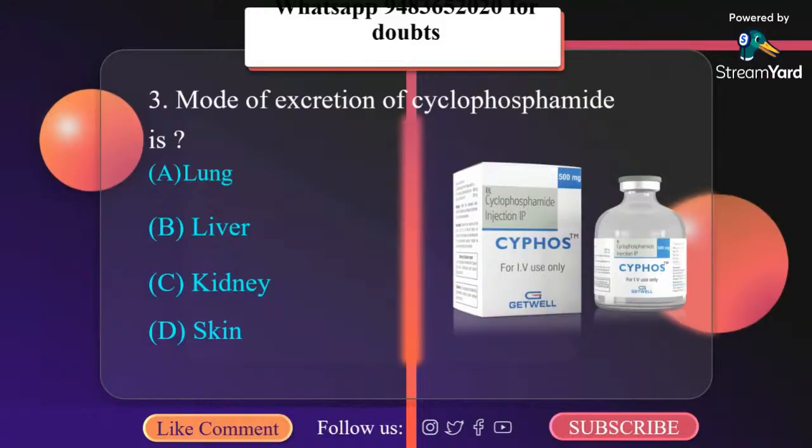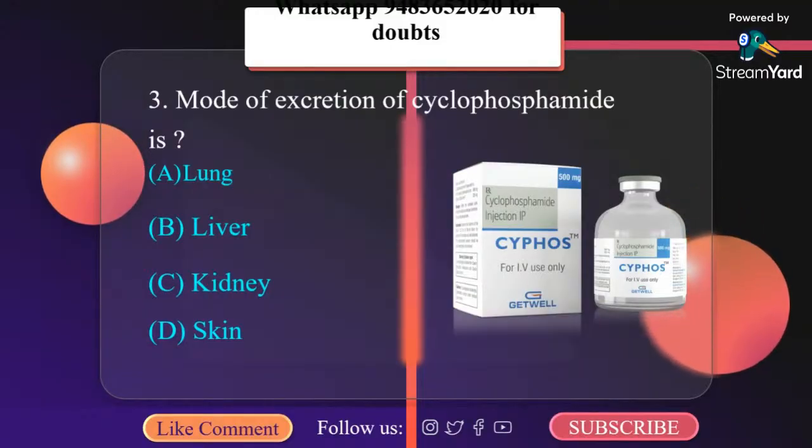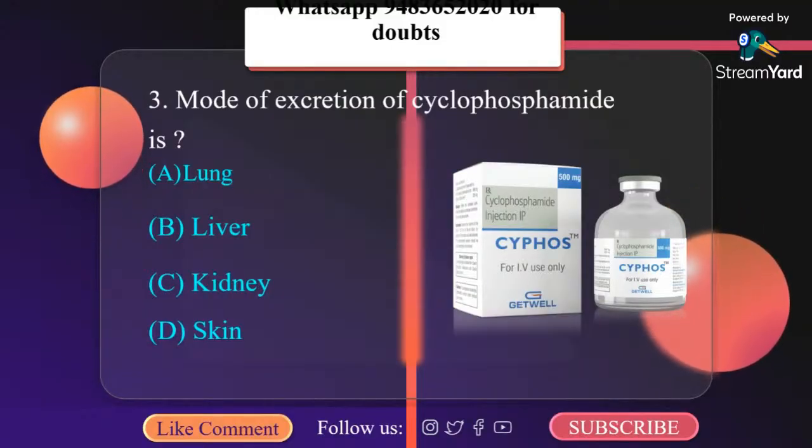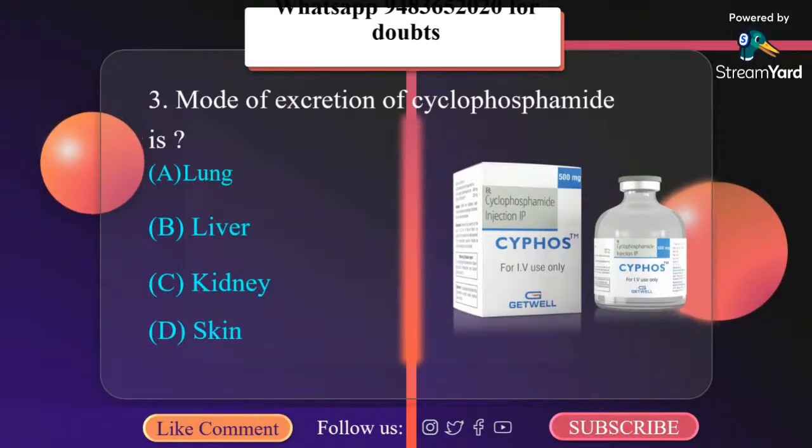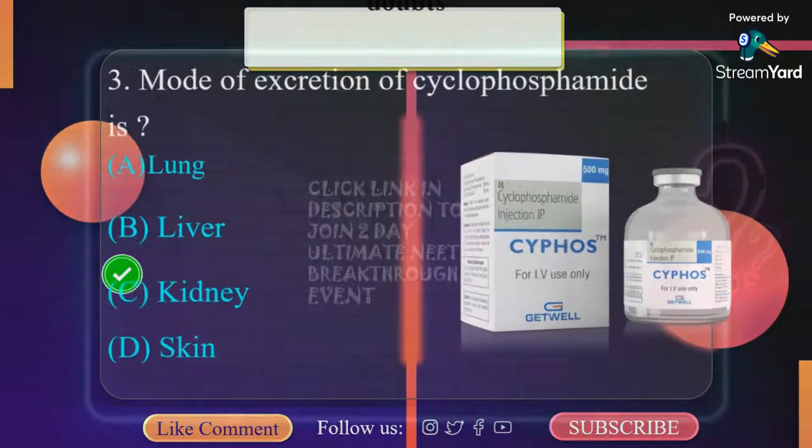Mode of excretion of cyclophosphamide is A, lung, B, liver, C, kidney, D, skin. Cyclophosphamide is primarily metabolized and metabolites are excreted in urine. So the correct answer is C.